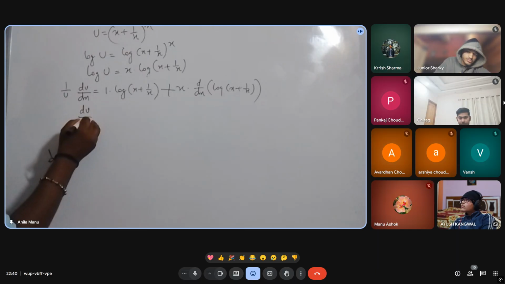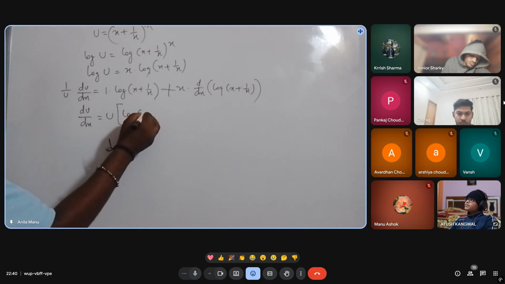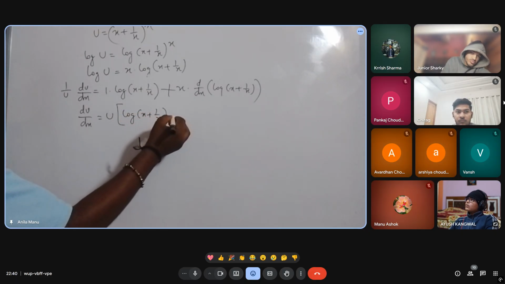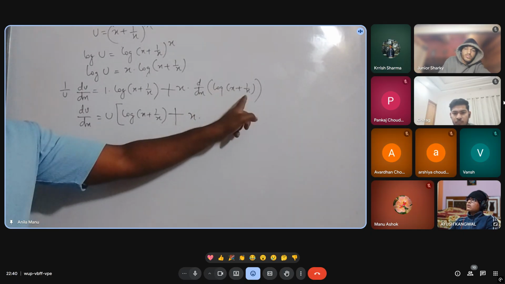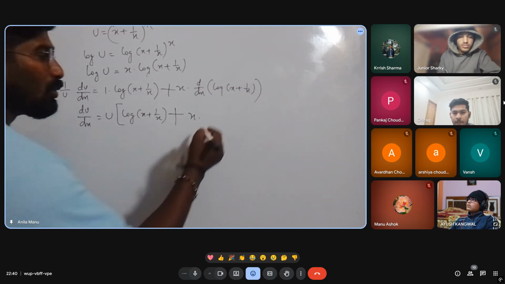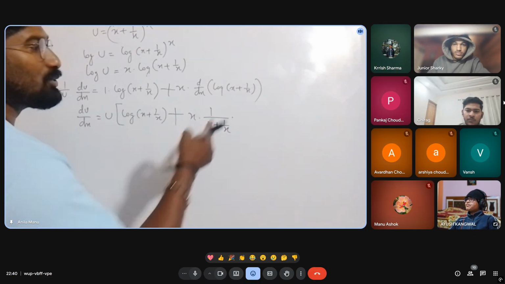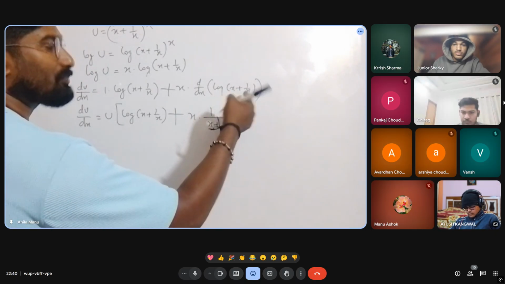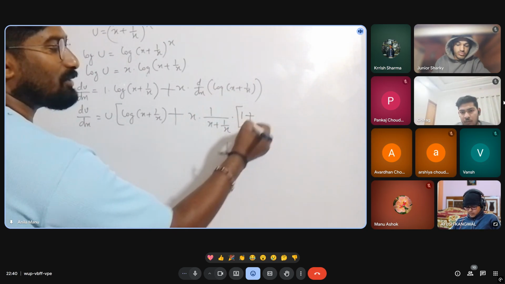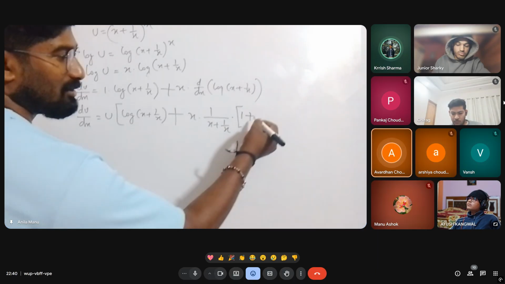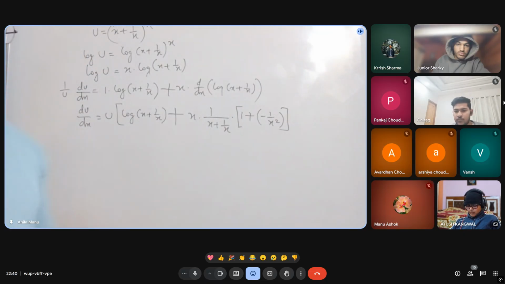So du by dx is equal to u, transposing. So u into log of (x plus 1 by x) plus x into, very easy, simple, derivative of log x, 1 by (x plus 1 by x). Now you should differentiate x plus 1 by x. Okay, so you know the property of both of them. Derivative of x is 1. What is the derivative of 1 by x? Property we have written. Sir, minus 1 by x square. Very good. Minus 1 by x square. We have written this in properties. Okay, check all of you.